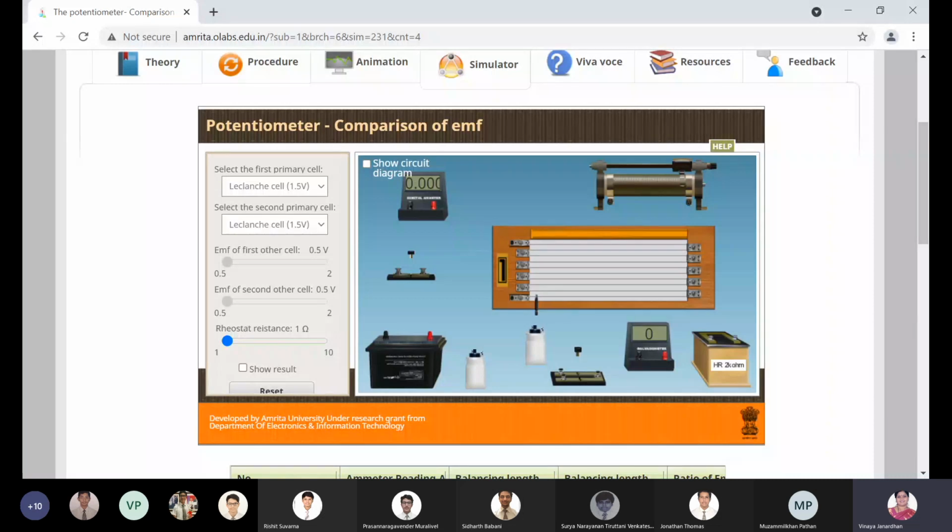Generally, the Leclanché cell will have a higher EMF than your Daniell cell. So when you're measuring the balancing length using your Leclanché cell, the balancing length should be greater than the balancing length you will be measuring using your Daniell cell. So first you are including Leclanché cell in the circuit and then measuring the balancing length L1. Next, you will include Daniell cell in the circuit and measure the balancing length L2. L1 is always greater than L2.